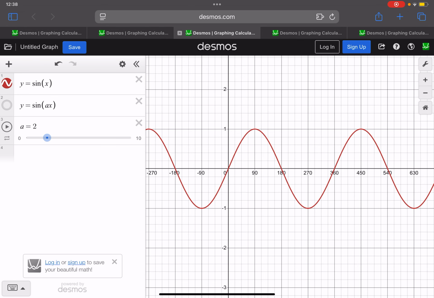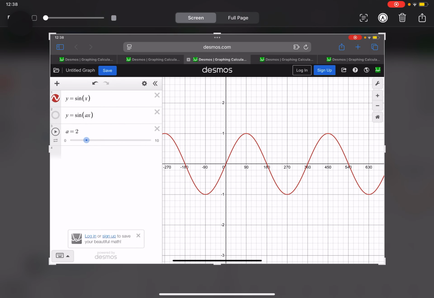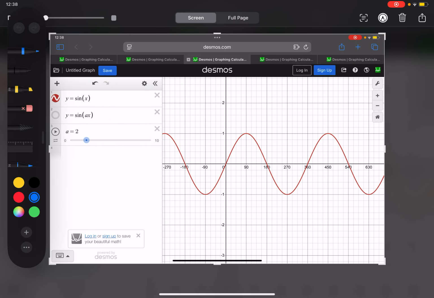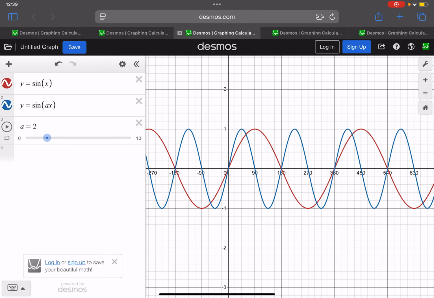Next graph transformation. Now we're looking at the a being on the inside of the brackets. So this is my f of x function again here, and now I've got the a on the inside, so f of ax. I'm going to think about what that does to the graph. So a is set to 2, and it looks like this. We can see that it's been squashed in the x direction.